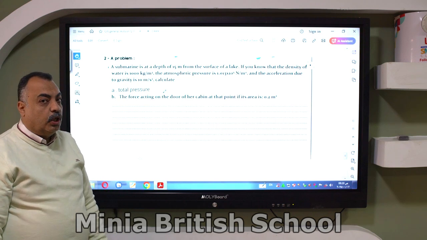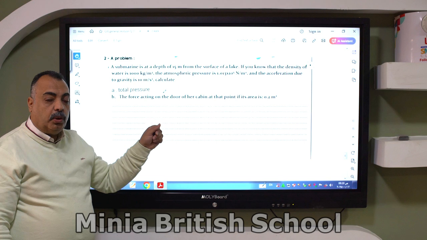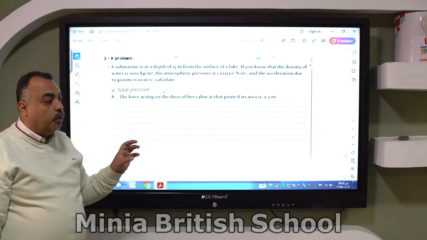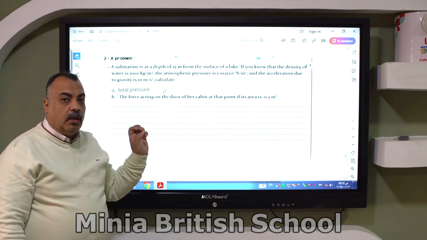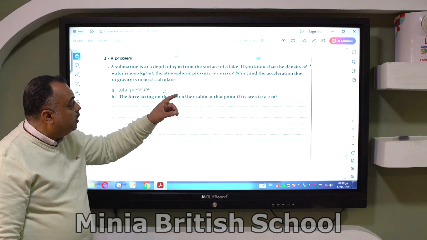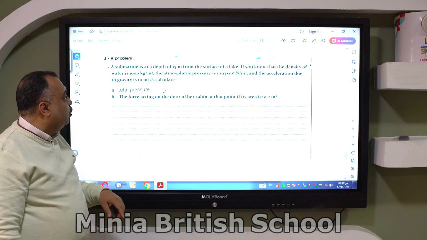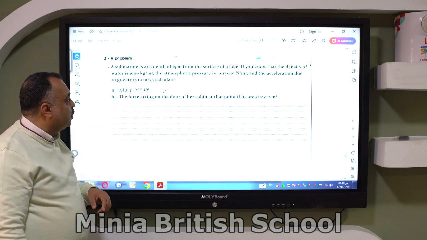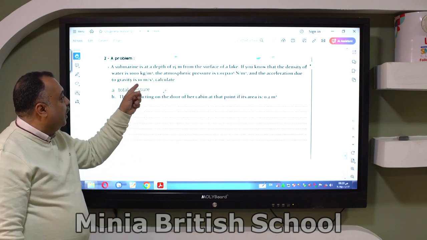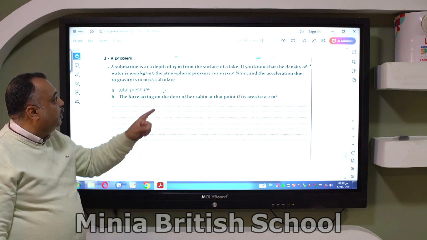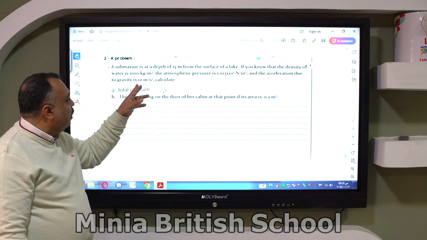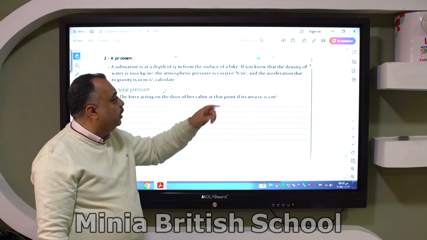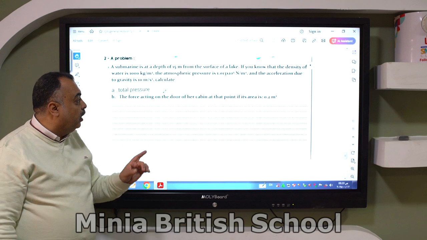You can use the total pressure law as P total equals P air plus P liquid, and P liquid equals rho g h. So we can substitute the values here. P air is found here, and also we have g, and we know rho of water, the density of water 1,000 kilogram per cubic meter, and this is the gravity. Rho g h, also depth of 15. So rho g h equals 1,000 times 10 times 15, and add the pressure of air here to get the P total. This is all.